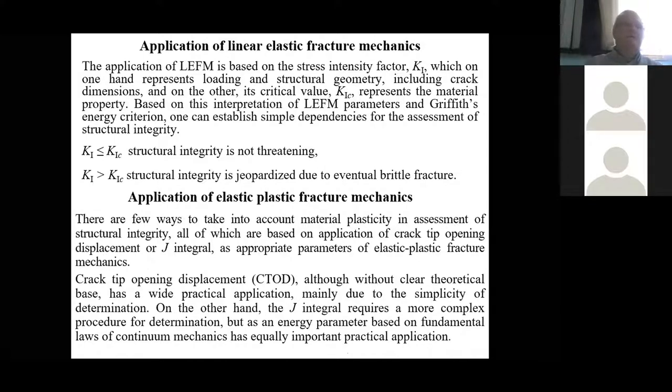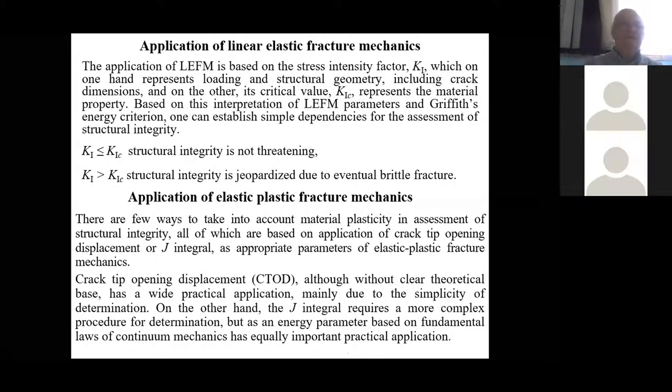What is written here has actually already been explained. So if K1 is less than K1C, structural integrity is not jeopardized. There is no danger, no threat of failure, of brittle fracture. And if K1 is larger than K1C, it is not certain that the component will fail, but there is an indication of eventual brittle fracture.